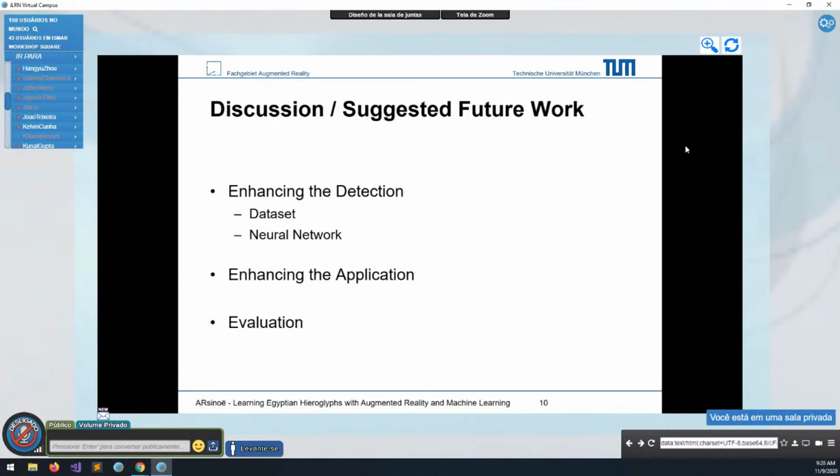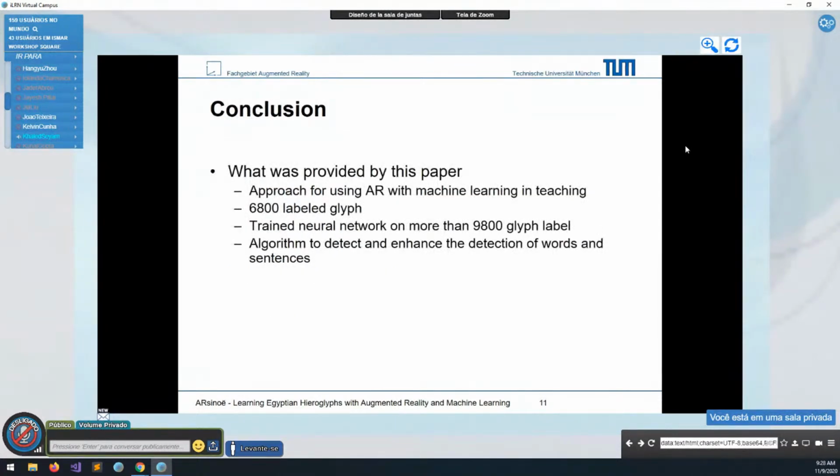Next, please. To conclude, this paper provided a new approach for learning, which is interactive and a bit closer to the university style of learning, where you could write and check whether you have written correctly or not. And it also provides a labeled data set and an algorithm for the detection of words and sentences. Thank you so much.